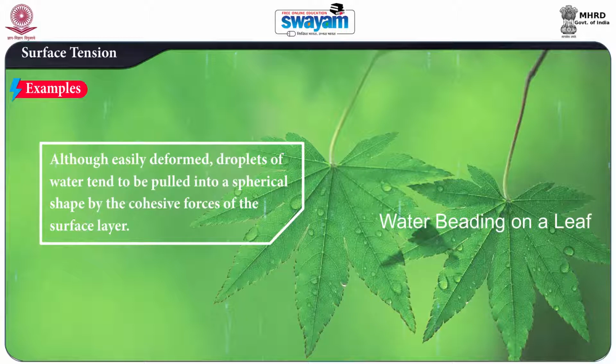So this creates some internal pressure, and therefore the forces cause liquid surfaces to contract to the minimal area. The surface tension is responsible for the shape of the liquid or the droplets. Now again, this is water on a leaf. You see that it forms a droplet, that is because of surface tension.